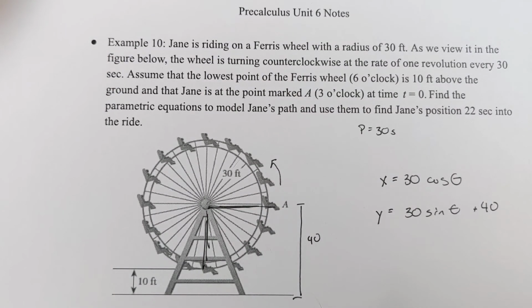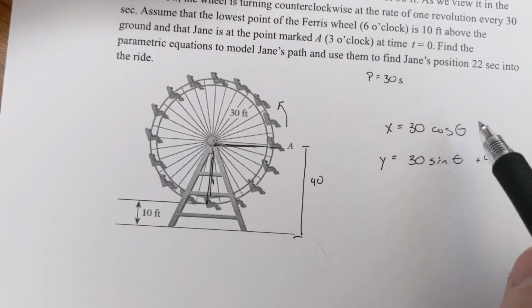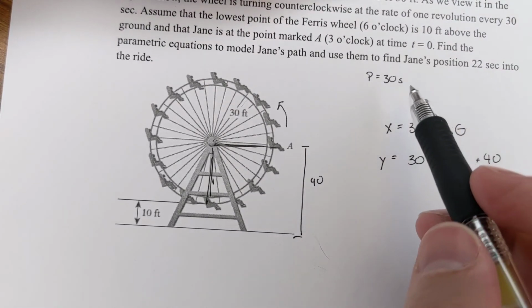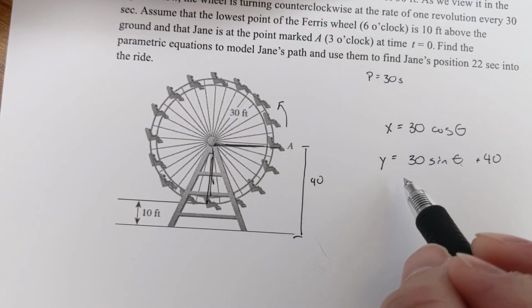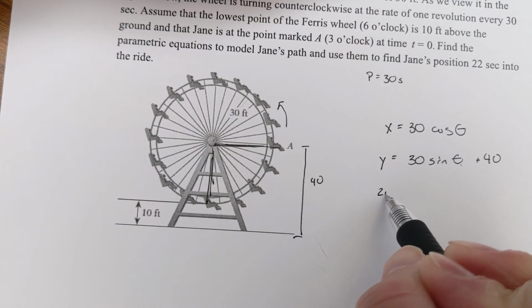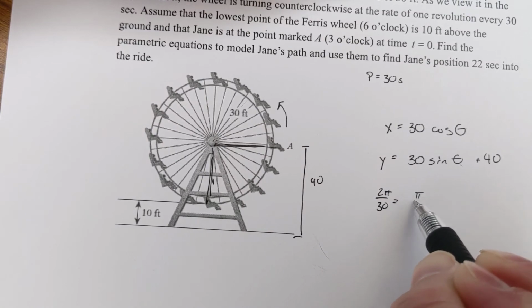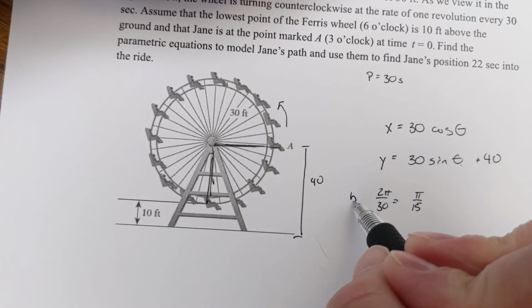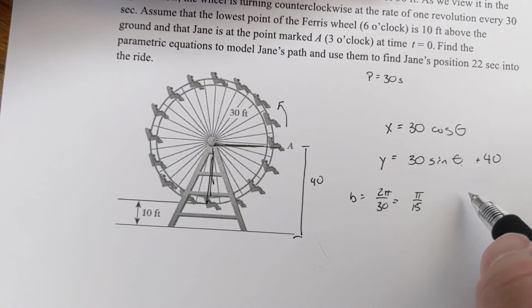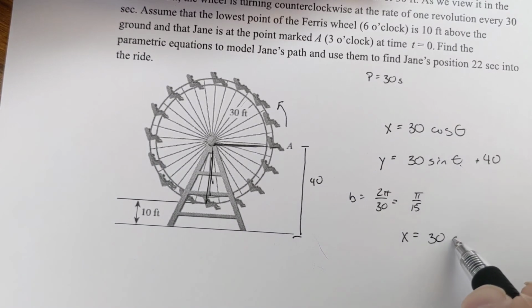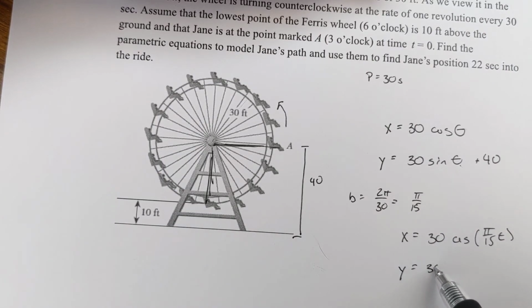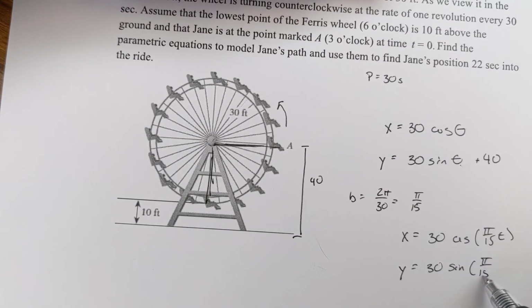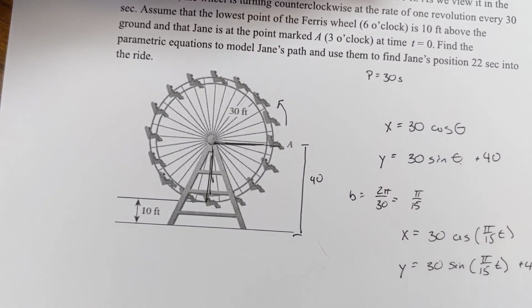Let's see here. We're going to need this, because it's in terms of theta, and we want it in terms of time. So the period is 2 pi. So let's see here, how can we do that? So 2 pi over 30, which would be pi over 15, is my b value. The period is, b is equal to 2 pi over p. So this becomes x equals 30 cosine pi over 15 t, y equals 30 sine pi over 15 t plus 40.